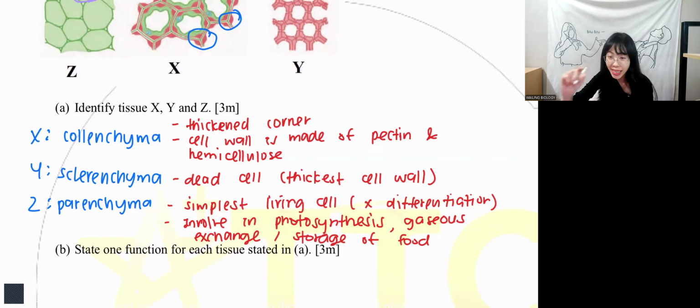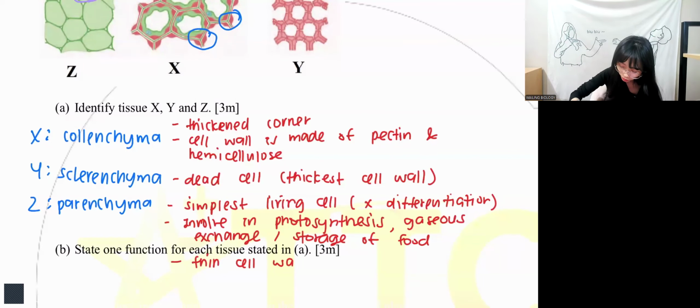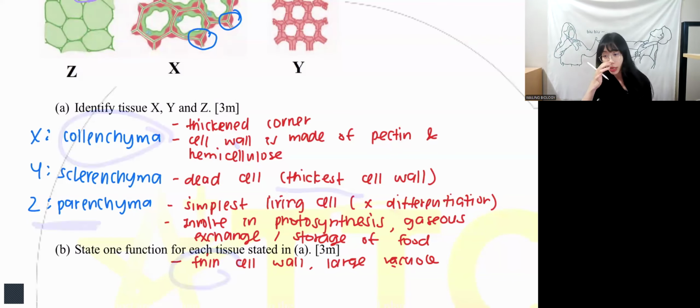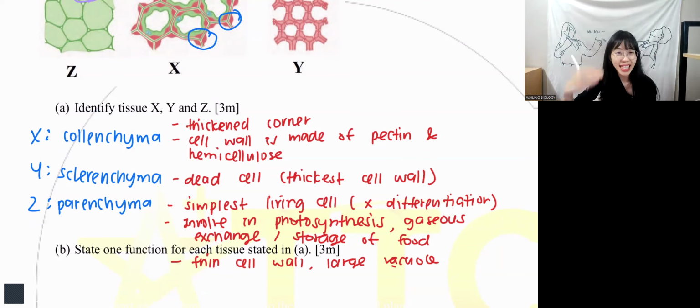So if you want to compare the size of the cell wall, this is thin. Okay, thin cell wall. Large vacuole. So this is the thinnest cell wall, for parenchyma. Second is collenchyma. Thickest is sclerenchyma. So there's a sequence of the thickness. Parenchyma is the thinnest, collenchyma is the second one, sclerenchyma is the thickest one.